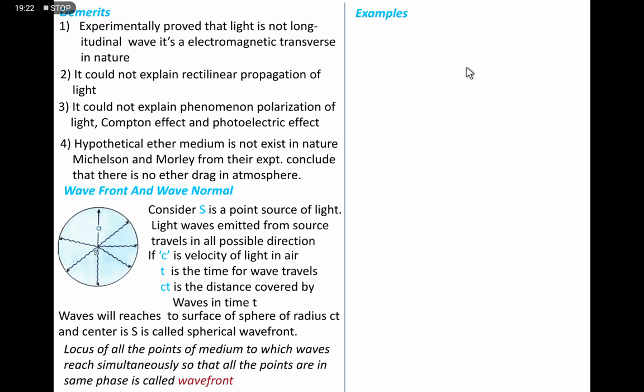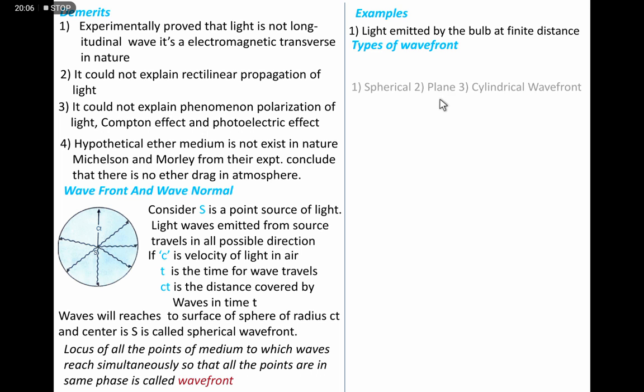Then an example is light emitted by a bulb at a finite distance. On the society gate, the lights are there. The bulb is at the center, and the glass surface is the sphere. The waves emitted from the bulb reach the outer transparent surface. So this outer transparent surface is the spherical wavefront. Very simple example.